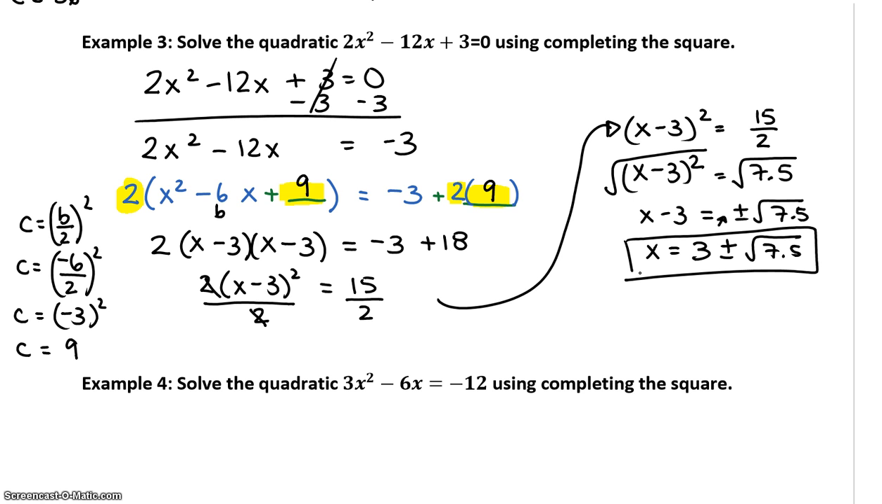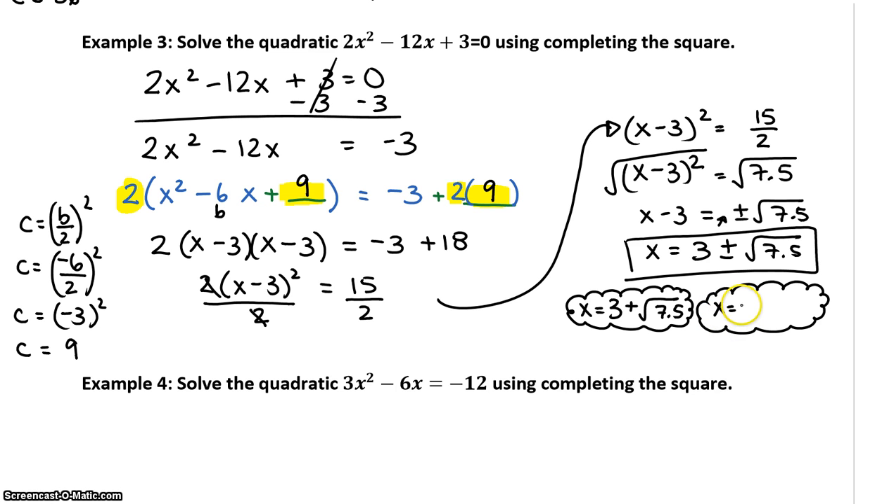Now, you can substitute that into your calculator and get approximations. x equals 3 plus the square root of 7.5. What is that approximately? I'm going to have you do that on the calculator. And the other one is x equals 3 minus the square root of 7.5. Go ahead and give us the approximations. What is x approximately? Go ahead and find those out for us, please.